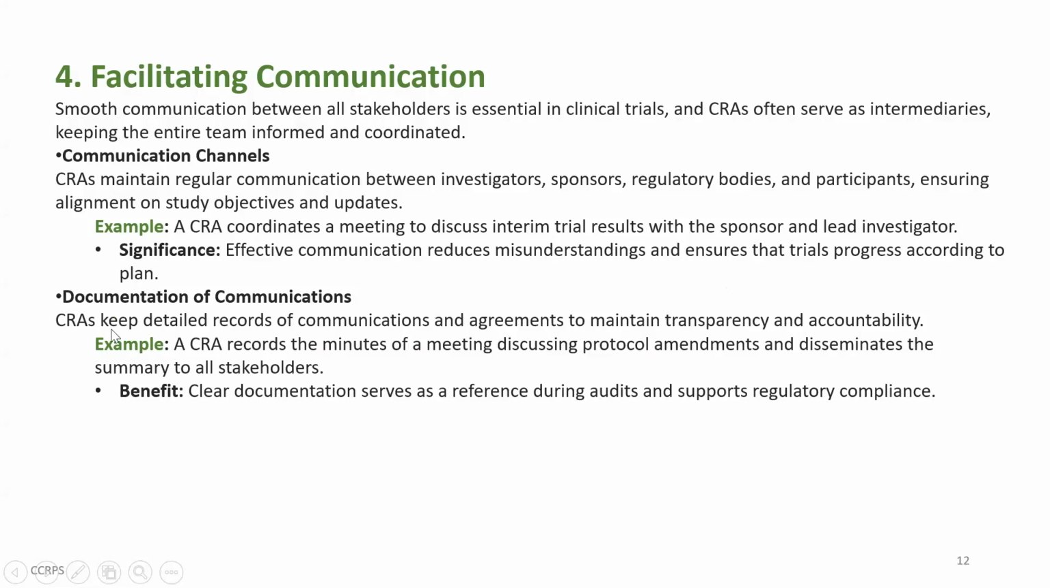Documentation of communications: CRAs, clinical research assistants, keep detailed records of communications and agreements to maintain transparency and accountability. Example, a CRA, a clinical research assistant, records the minutes of a meeting discussing protocol amendments and disseminates the summary to all stakeholders. Benefit here: clear documentation serves as a reference during audits and supports regulatory compliance.